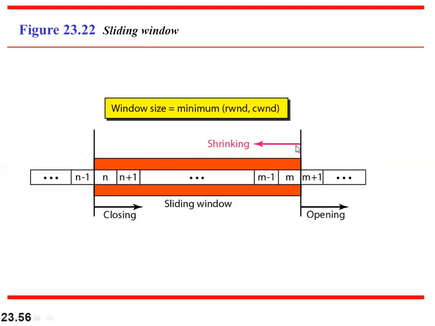And shrinking means we are moving this right wall towards left, which means that these bytes, previously eligible to be transmitted, now cannot be transmitted. So actually shrinking is not acceptable in many applications. Okay, but sometimes we may need to do it, and that is mainly because of congestion problem.